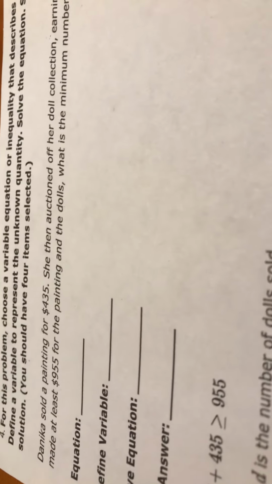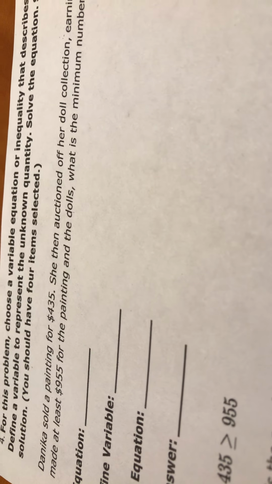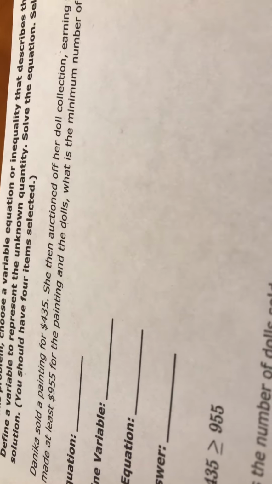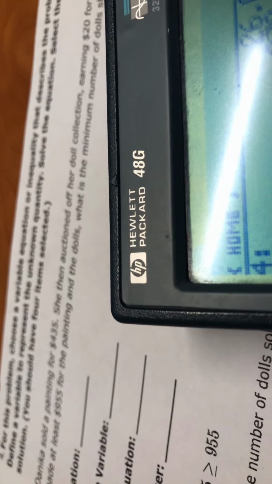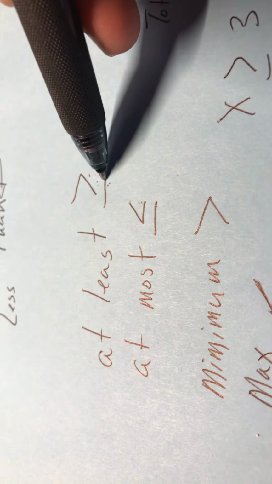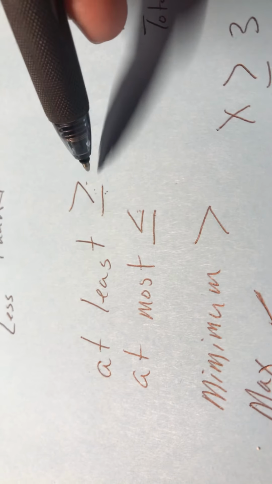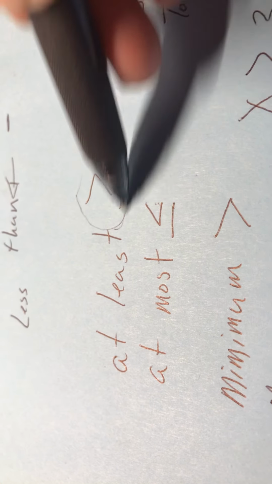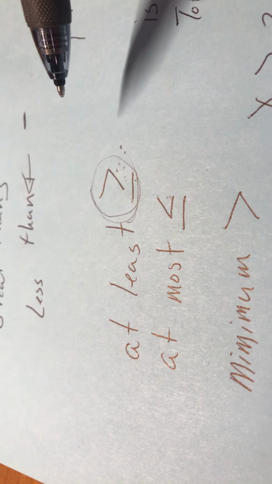If she made at least $955 for the painting and the dolls, what is the minimum number of dolls she sold? Okay, so see that word, at least? At least means that she made, according to our little conversation earlier, $955 or more. Or more. So at least means we're going to use that symbol right there.